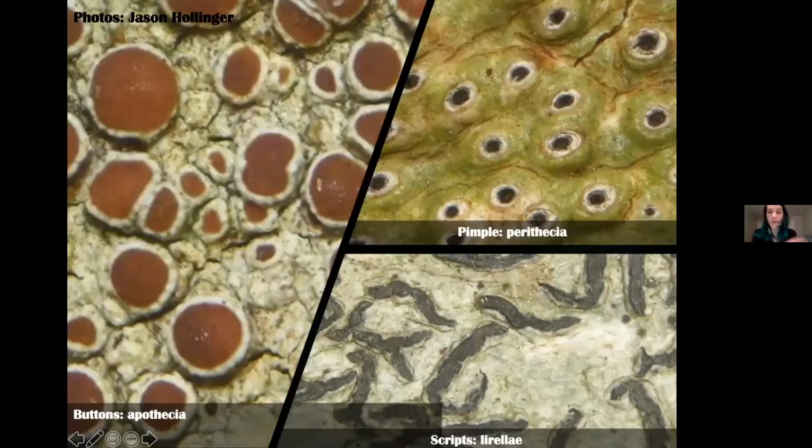Before I was explaining with diagrams; this is real photos. Here we have an example of buttons, pimples and scripts, and as you can see, they are of multiple colors. Even though crustose forms can have lirellae, perithecia, and apothecia, generally the lichens that you see out there are going to be apothecia, because they're also the only types of fruiting bodies found on fruticose and foliose lichens. So crustose can have them all, but foliose and fruticose just buttons.